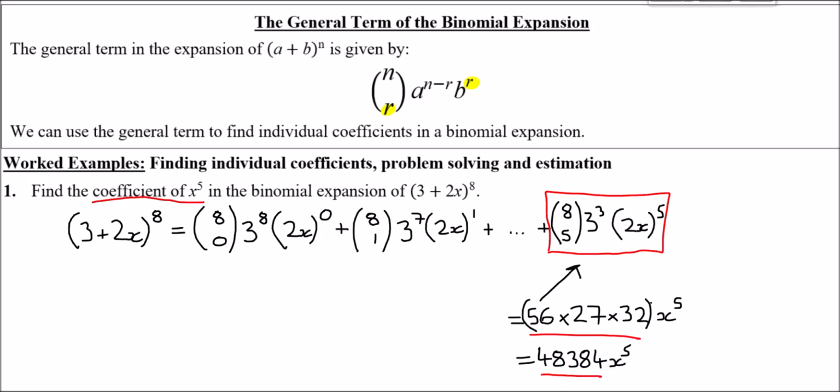So we may as well just conclude by writing that in no uncertain terms. So therefore, the coefficient of x to the power 5 is 48,384.